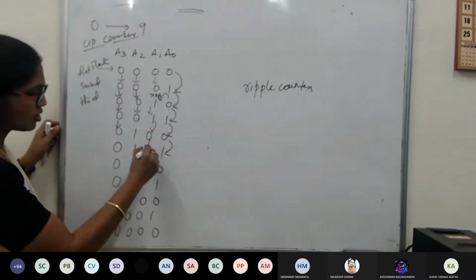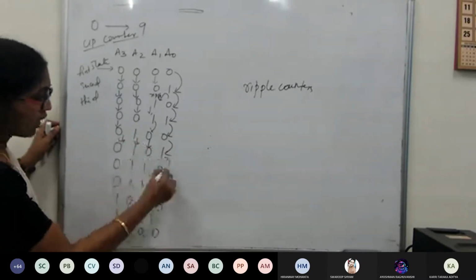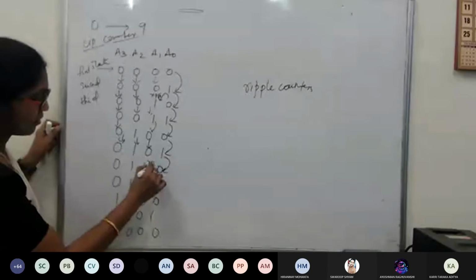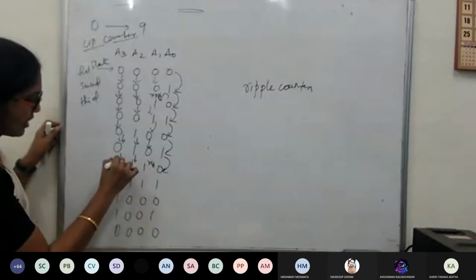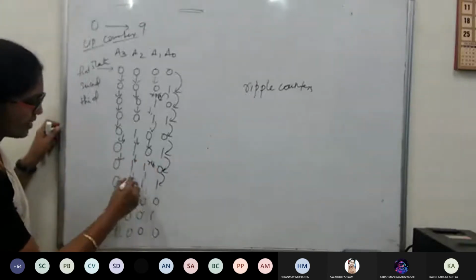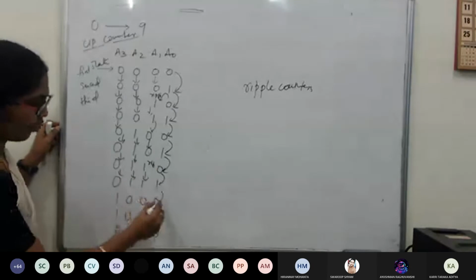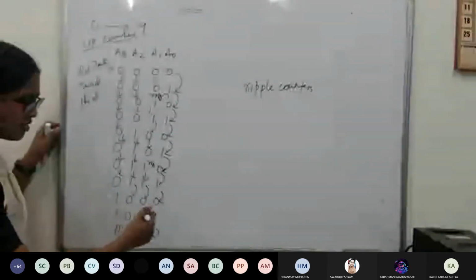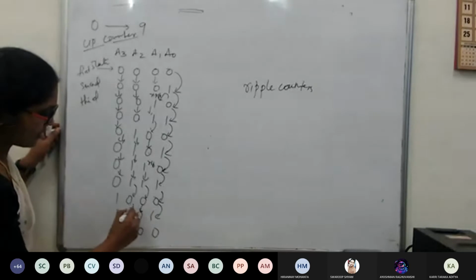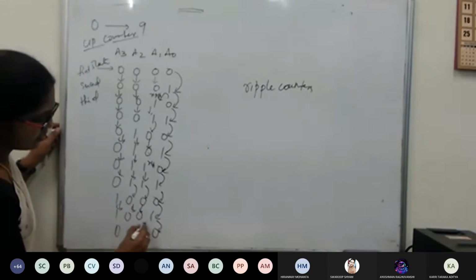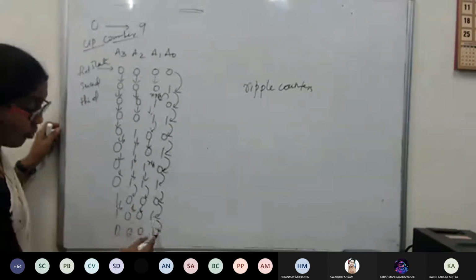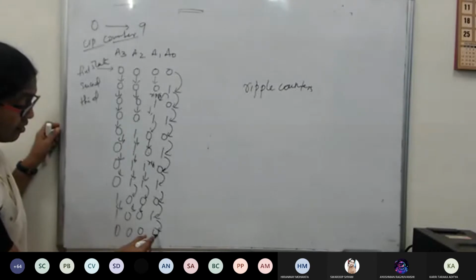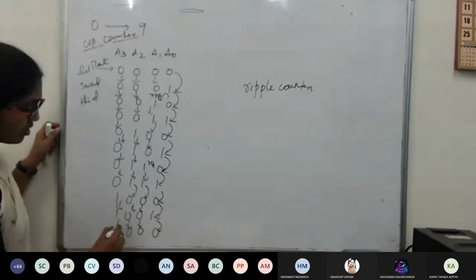Whenever you see 0, 0, same as it is, nothing. 1, 0, there's a ripple. 0, 1, as it is. 0, 1, as it is. 1, 0, again a ripple. Ripples are coming whenever 1 to 0 is there. 0, 1, as it is. 1 to 0, here a ripple. No change, no change.